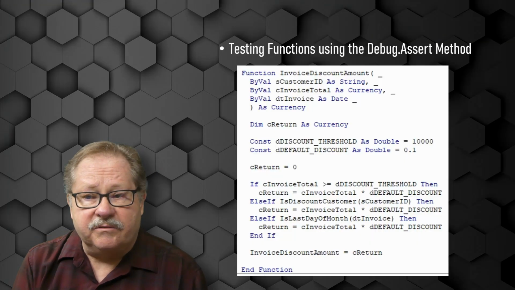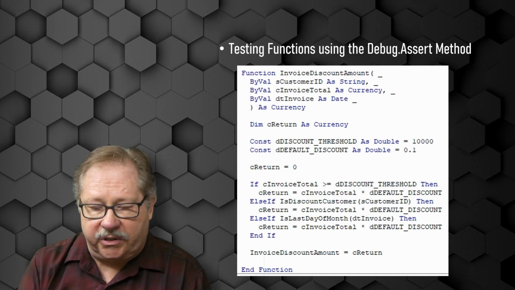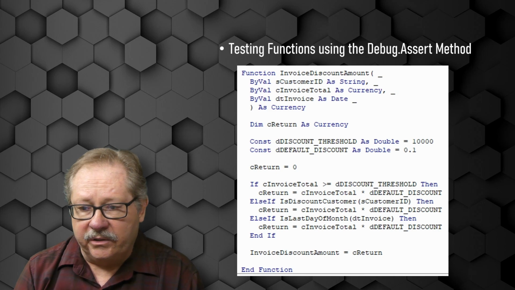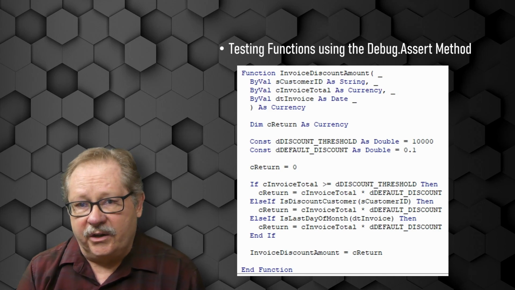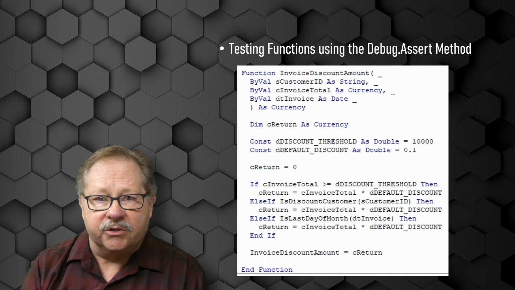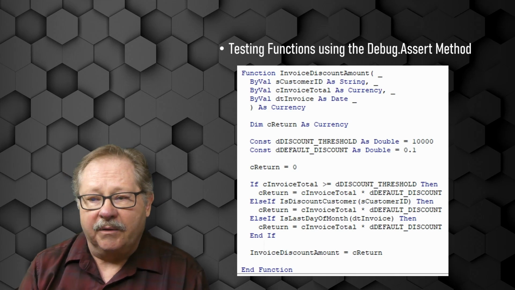Access gives you a testing function called Debug.Assert, and we're going to go ahead and use that on this particular code here. Now this code does have an error in it, and we'll find that as we go on, and we'll show you how Debug.Assert helps us to find that particular error.